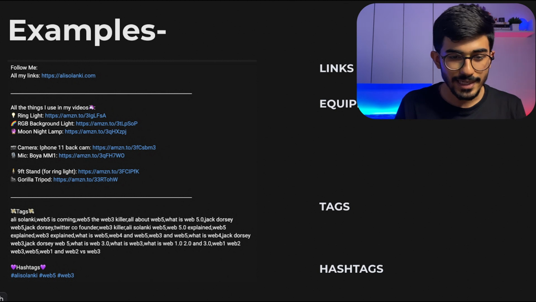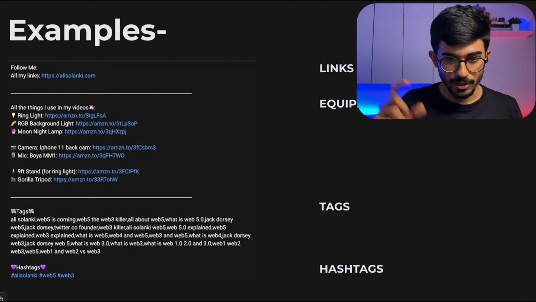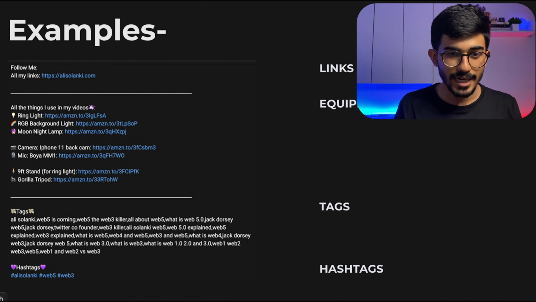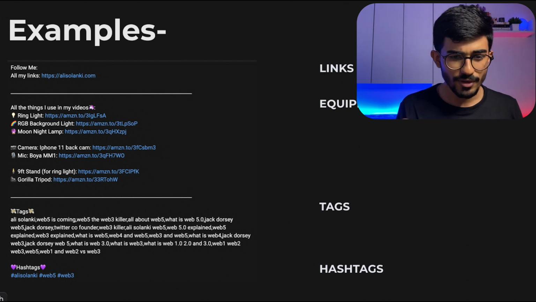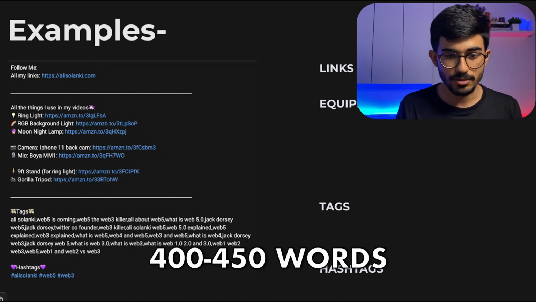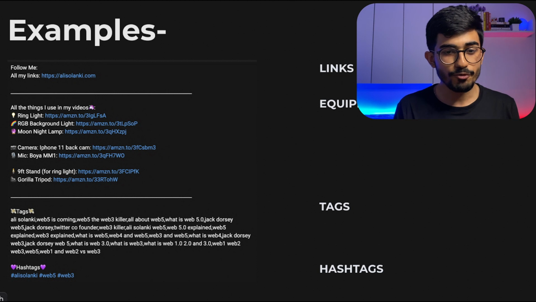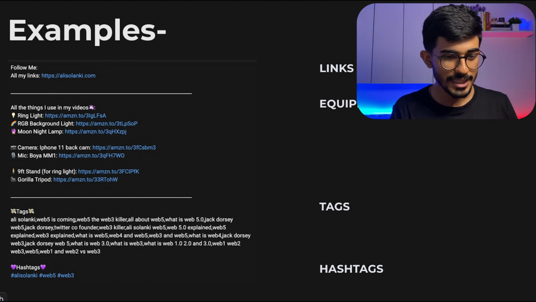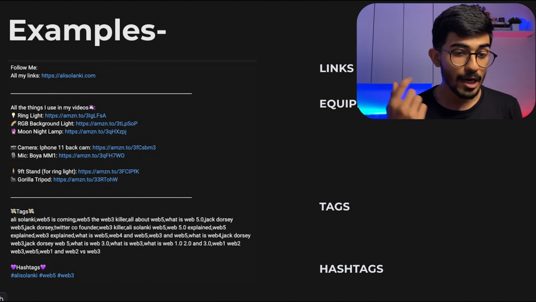So tags, you can directly copy it from the tag section in the video. So when you upload a video, there'll be a section wherein you can add your tags. Just copy it and paste it over here. So make sure you're using, I think the limit is 500 characters for the tags. So make sure you're using at least 400 to 450 characters in that particular thing. And then for hashtags, keep 3 to 4 hashtags and keep it around the topic.